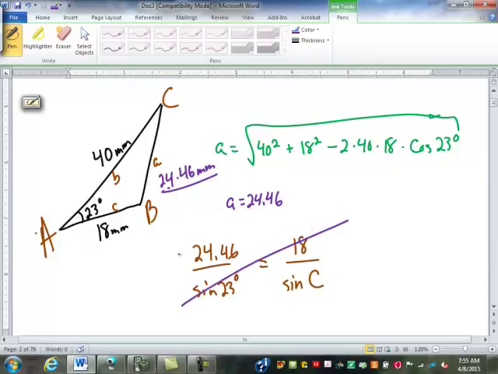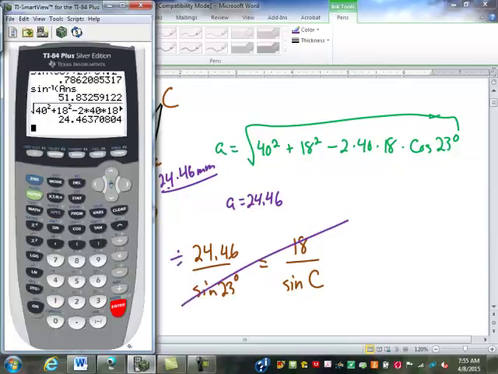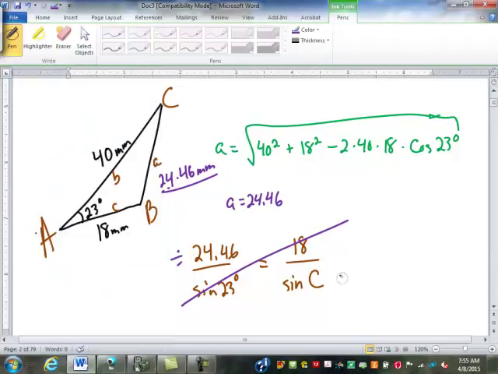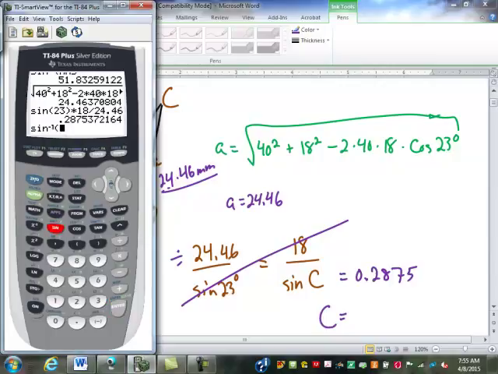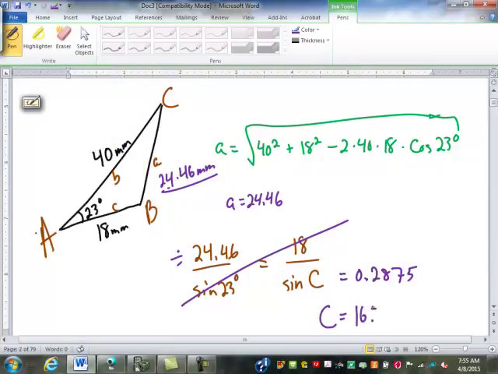Good. Cross multiply and divide. Sine of 23 times 18 divided by 24.46. So sine of 23, close it up, times 18 divided by 24.46 gives us 0.2875 as our sine. So angle C is the inverse sine, so second sine, second answer: 16.71 degrees. So that's angle C up here.